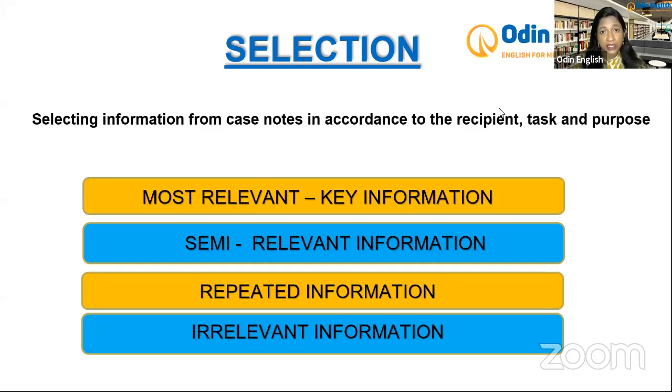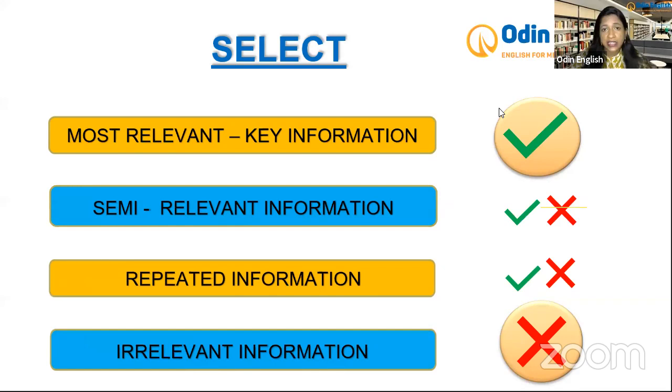So here it is, the most relevant information. You can see here it has to be included, the irrelevant information has to be omitted, and the semi relevant or the repeated information, use your knowledge, use your experience and look whether it is actually needed or not, and then include or omit.